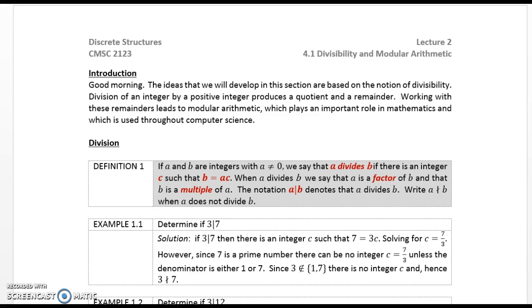Good morning. The ideas that we will develop in this section are based on the notion of divisibility. Division of an integer by a positive integer produces a quotient and a remainder. Working with these remainders leads to modular arithmetic, which plays an important role in mathematics and which is used throughout computer science.